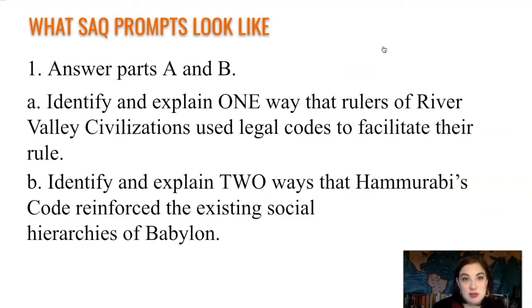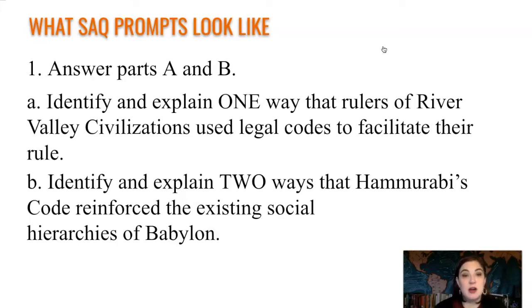Here's what a prompt looks like. So here you'll see that you're being asked to answer part A and B. And A is asking you to identify and explain one way that the rulers of River Valley civilizations used legal codes to facilitate their rule. So you'll need to identify and explain one way that any of the River Valley civilizations, the Indus, the Mesopotamians, the Shang dynasty, or the Nile, those are all different river valleys, used law codes.